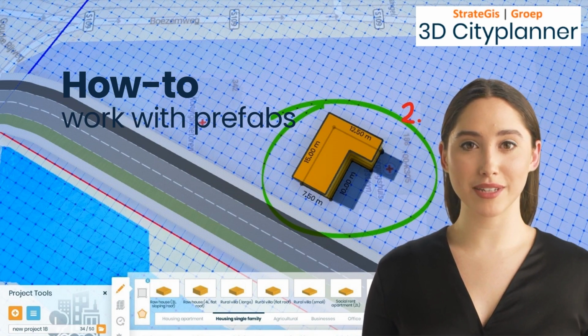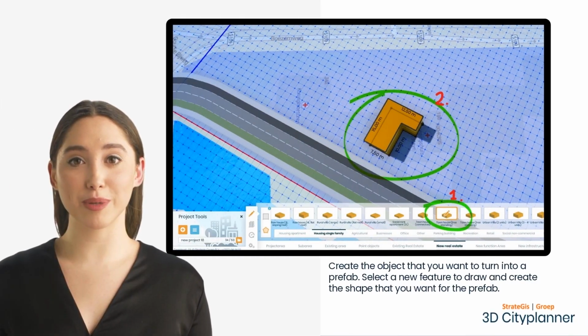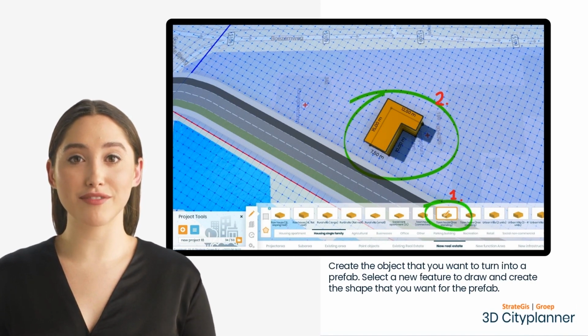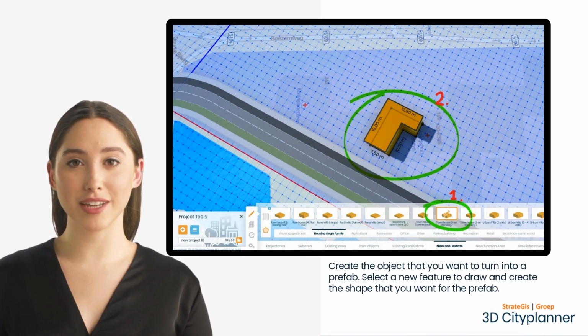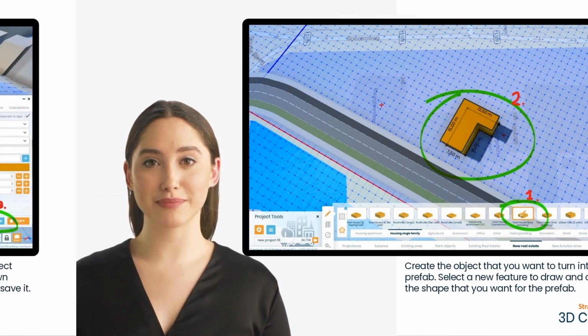With these objects, you can save a lot of time. You can create it with these simple steps in just a few minutes. First, we need to create the object that you want to turn into a prefab. Select a new feature to draw and create the shape that you want to use. You can also change the calculation properties of the object if needed.